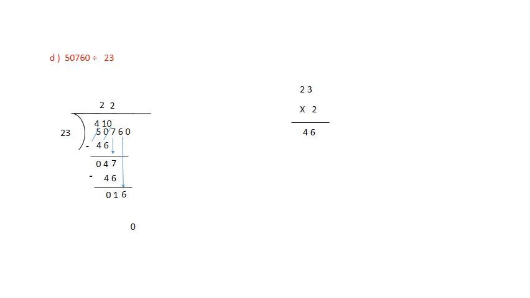Now 16, 23 table 16 is not possible because 16 is a very small number. The numbers start from 23 only. So we'll take zeros. So you are getting 16 minus 0 becomes 16. Now we have brought here 0 down. Now 160. Now look here.